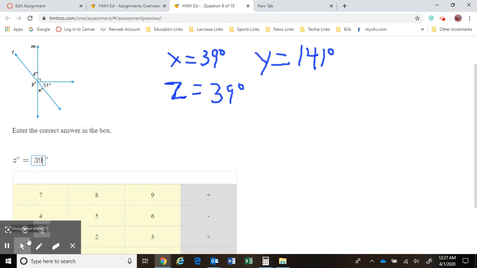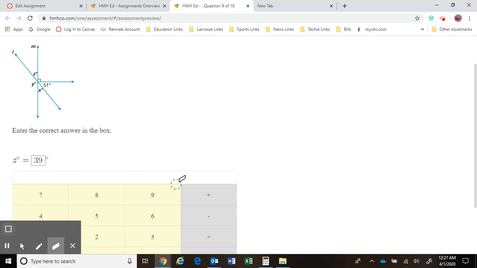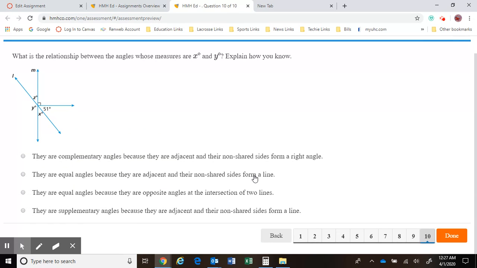Okay, I'm just going to clear my screen off. Here we go. And move on to the last question. What's the relationship between x and y? X and y. Well, we kind of talked about this. Complementary? No, they don't add up to 90. Are they equal? X and y aren't equal. Are they supplementary? Yes.